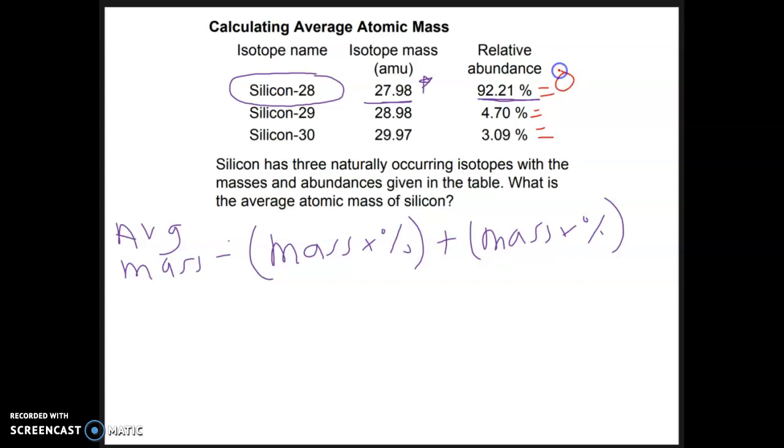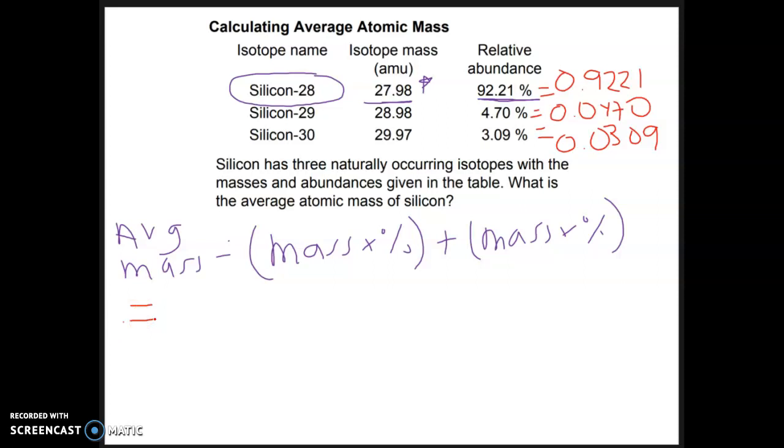So this is going to become 0.9221. 4% becomes 0.0470. And 3.09% becomes 0.0309. And that doesn't look like a 3, sorry. There we go. Now that we've changed our percents, we can plug them into our equation.